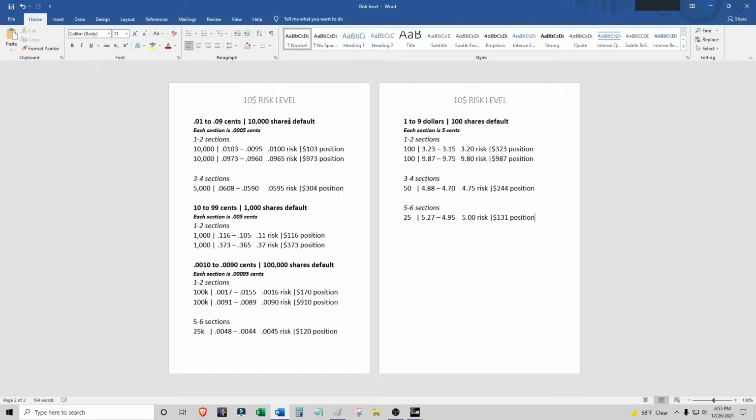Again, the default position shares from 1 to 9 cent stocks, which is what I tend to trade the most, is 10,000 shares. And then according to how many sections by 2s, you divide that amount in half. So let's look at right here. This is 10 to 99 cents. The default amount is 1,000 shares. So let's go ahead and do this as an example right here. 11.6 and 11 is the risk.